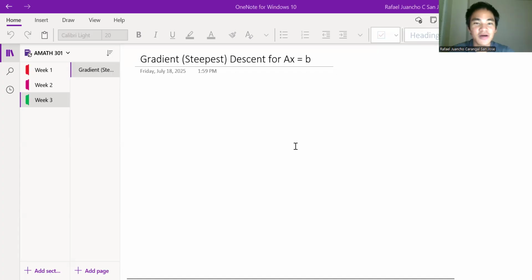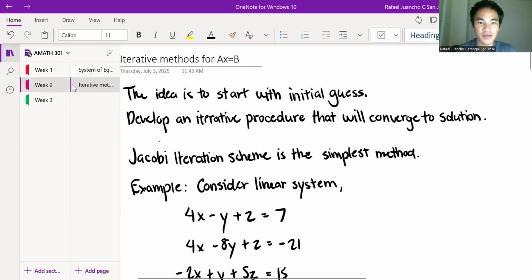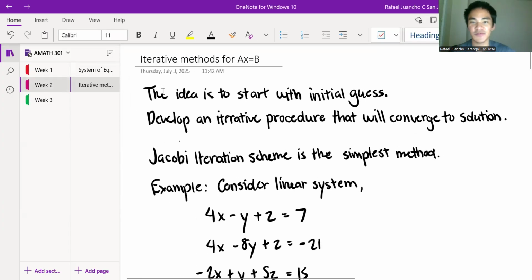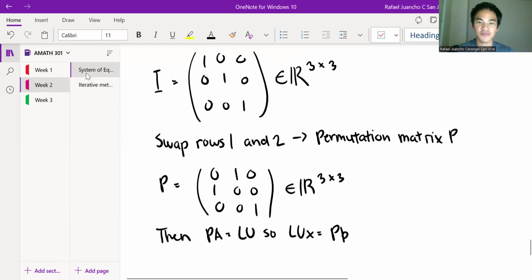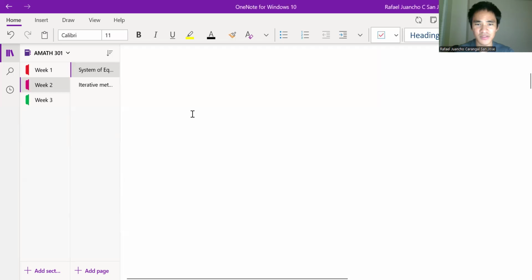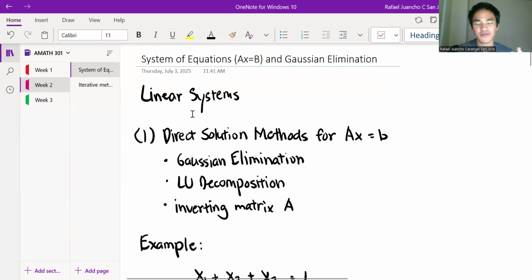So today we're going to be talking about another method for computing Ax equals b, and that's gradient descent. Previously we talked about two different methods for computing Ax equals b, and that's direct methods and iterative methods, right? So you can check that out in my previous videos in my scientific computing playlist.